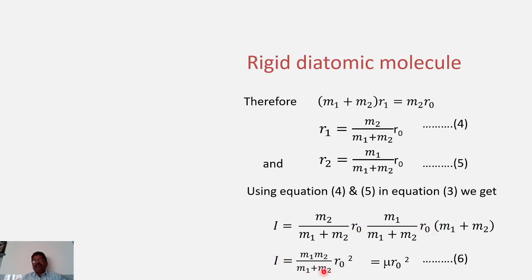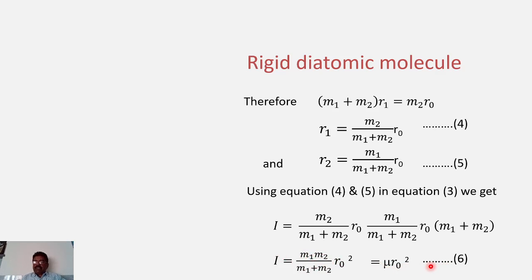Okay, this is the moment of inertia of this rigid diatomic molecule about an axis passing through the center of mass of this two body system. Now you can replace this term by mu. So I will be equal to mu R0 square.